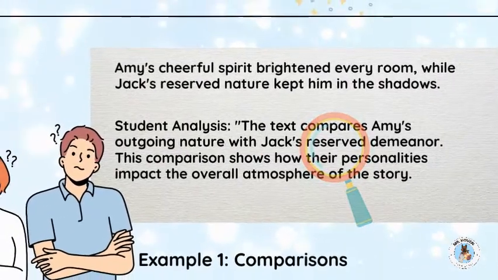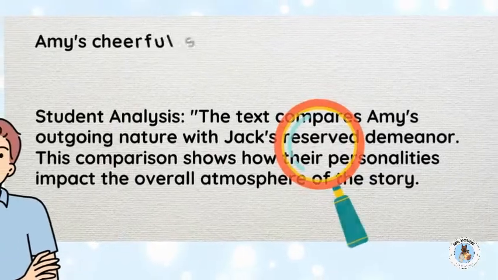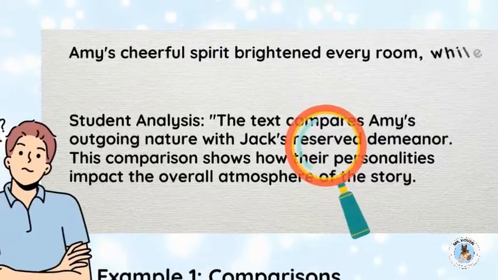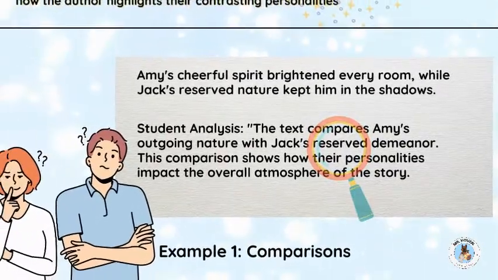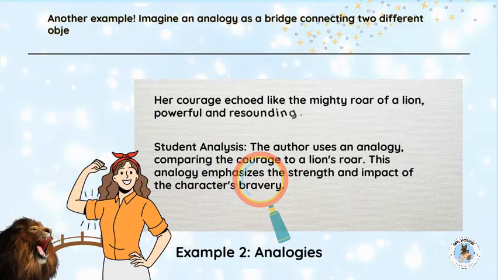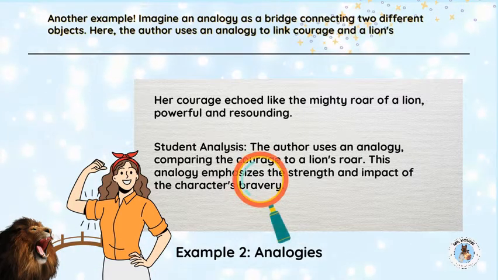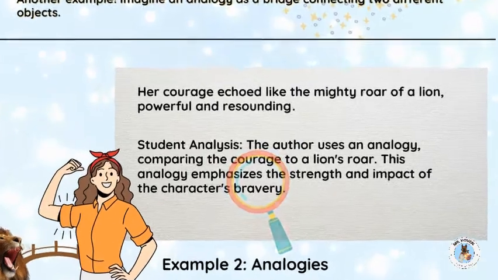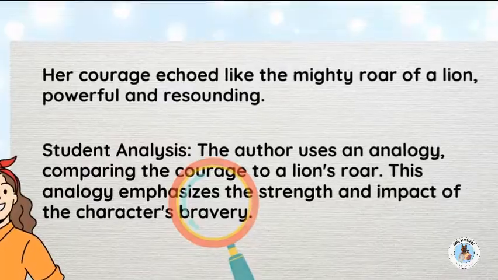Student analysis. The text compares Amy's outgoing nature with Jack's reserved demeanor. This comparison shows how their personalities impact the overall atmosphere of the story. Another example. Imagine an analogy as a bridge connecting two different objects. Here, the author uses an analogy to link courage and a lion's roar. Her courage echoed like the mighty roar of a lion, powerful and resounding.